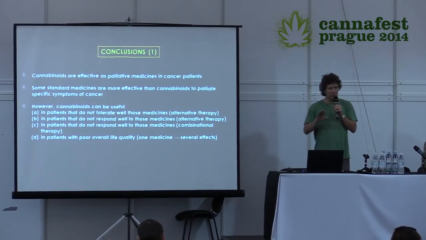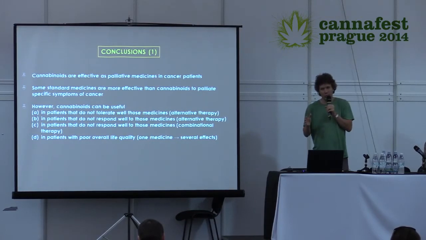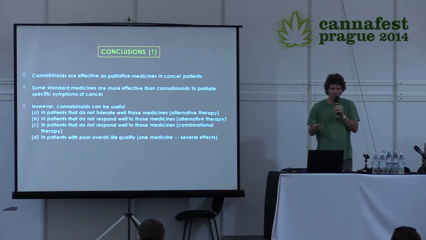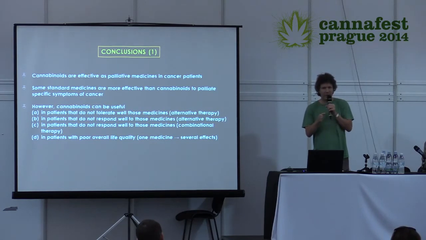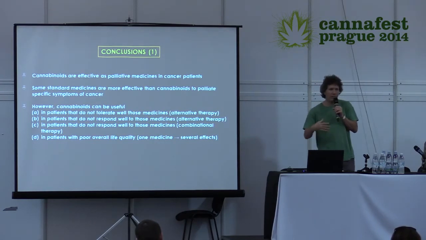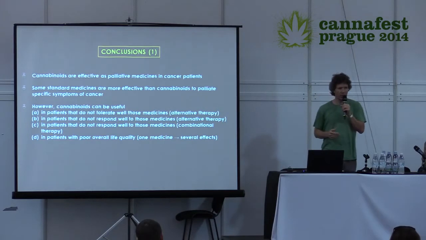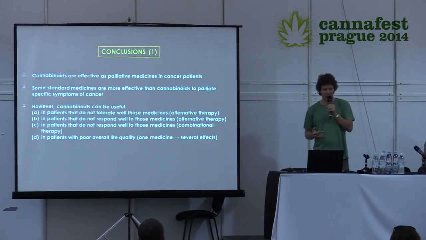Some patients do not respond well to opioids, to morphine, for instance, or morphine exerts very strong side effects on those patients. When we put together in those patients a little bit of morphine with a little bit of cannabinoids, the two together have a very strong synergic effect. They act together, they cooperate together to have a very strong analgesic effect on the patient.